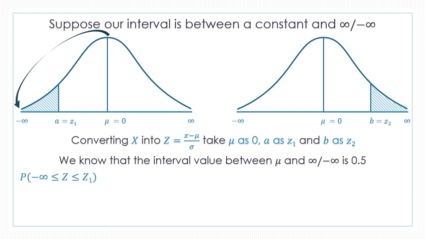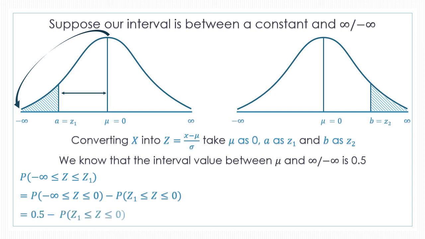But I can draw negative infinity to 0, and from that, I can naturally subtract z1 to 0. This is the same concept which we studied in my previous slide, getting the difference here. So negative infinity to 0 and z1 to 0 we are calculating, but negative infinity to 0 is the whole left part, which is 0.5. So actually what I am going to write is 0.5 minus z1 to 0, and I will get that difference, negative infinity to z1.